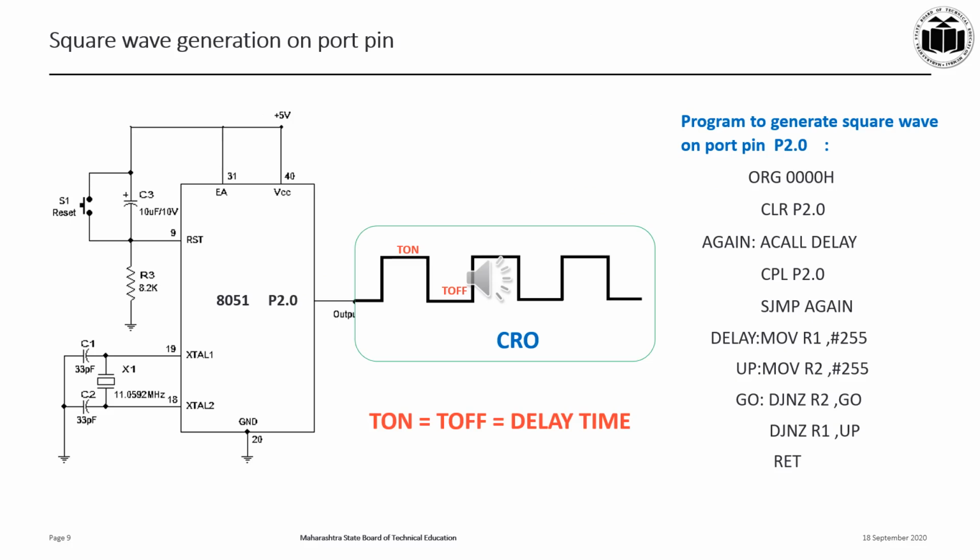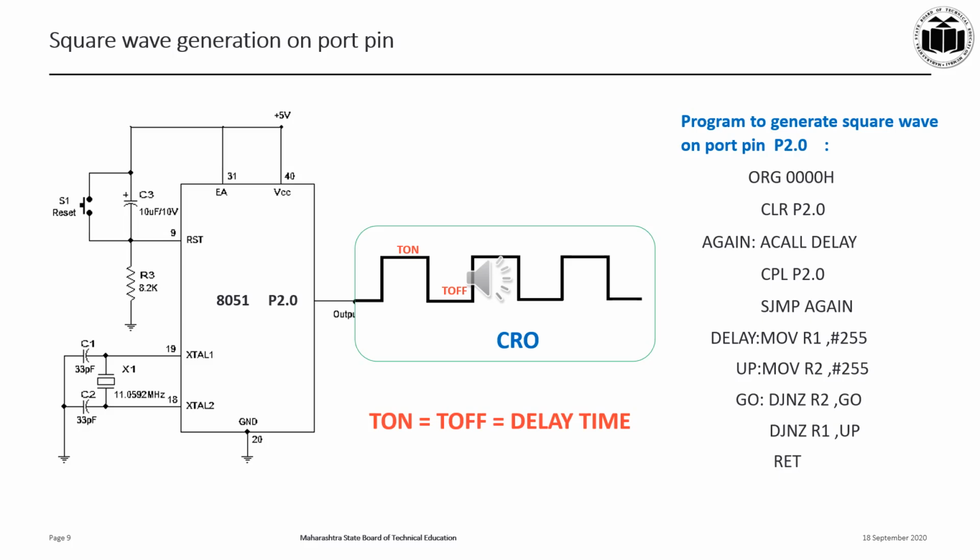Now let us see how to generate a square wave on the port pin of 8051. If 8051 executes a program for toggling of a port pin, and if a CRO is connected to the port pin, a square wave is seen on the CRO screen. This is because when, as per the program, the CLR P2.0 instruction is executed, 8051 outputs logic 0 on port pin P2.0, which is 0 volts.